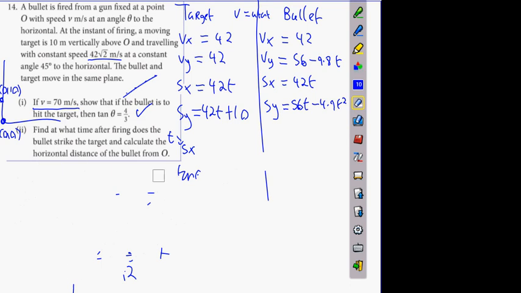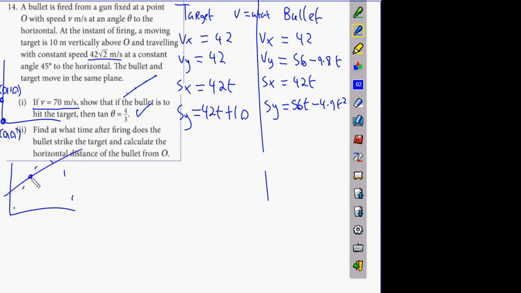So we have to find out, let me see. I think we have this, alright? When the projectile hits the target, what is the same? So, mini diagram here. When the projectile hits the target, what's guaranteed to be the same? The Sx has to be the same, and the Sy. If we put Sx equals Sx, what do we get? Absolutely nothing, because they're the same equation. So that's not going to do us any favours. We've got to look at Sy equals Sy, which is what I'm going to put down here. It's going to be 42t plus 10 equals 56t minus 4.9t squared.